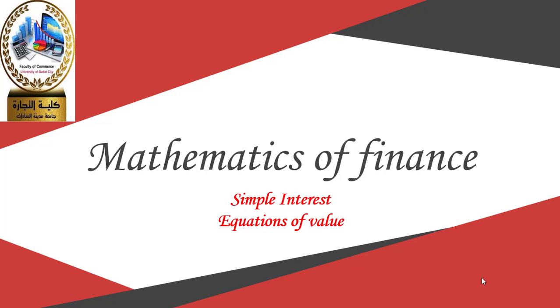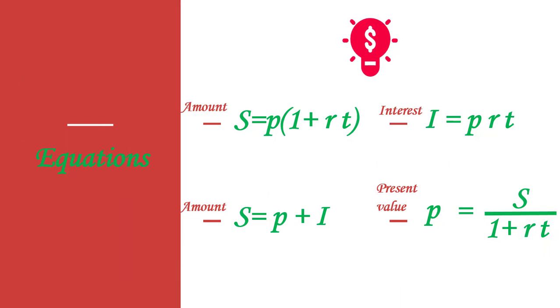Today inshallah we will talk about equations of value. We will use the formula for amount, which is S equal B times 1 plus RT, and the formula for the present value, which is B equal S over 1 plus RT.